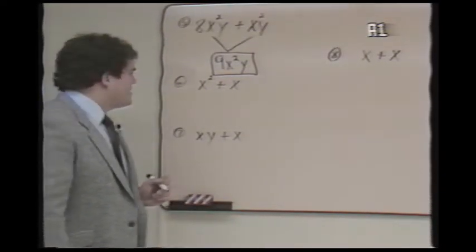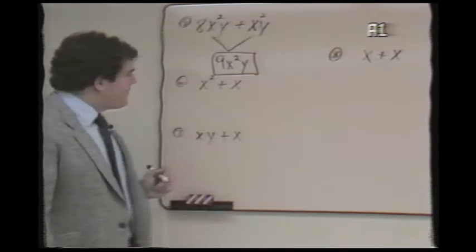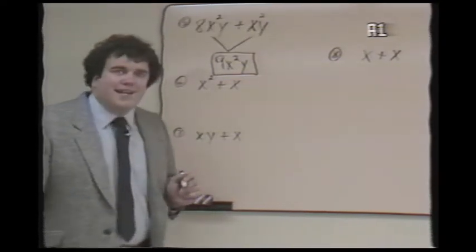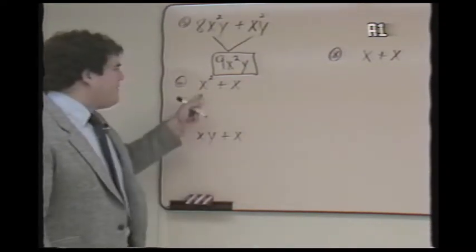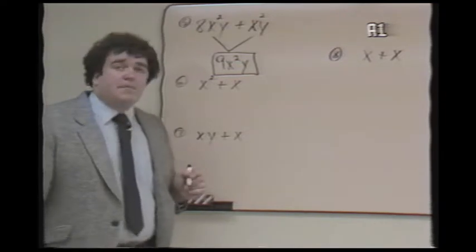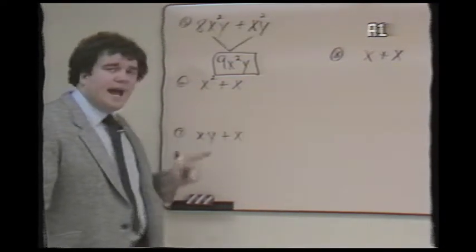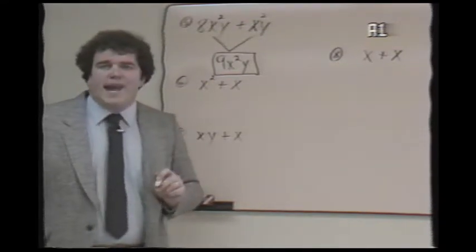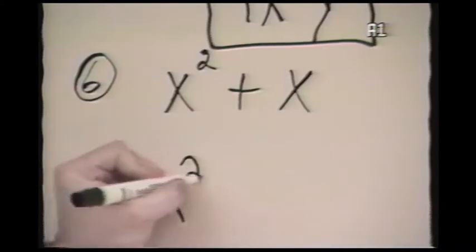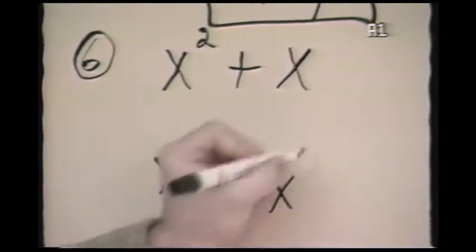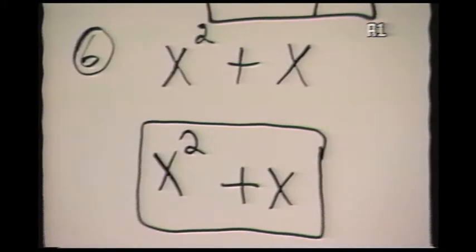Problem number 6, x squared plus x. Now my first question is, are they like terms? They are not. Be careful of that. You know where a lot of people make mistakes? They combine unlike terms. You cannot combine an x squared with an x. So x squared plus x is equal to x squared plus x. Nothing can be done with that.